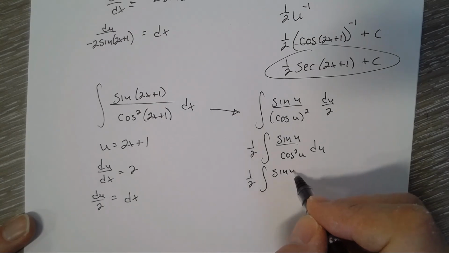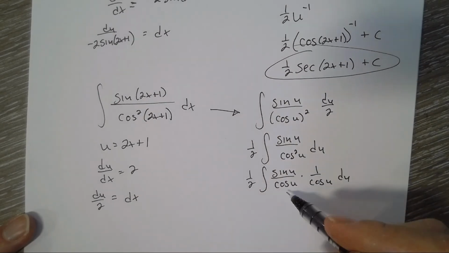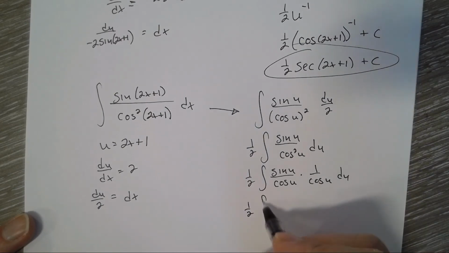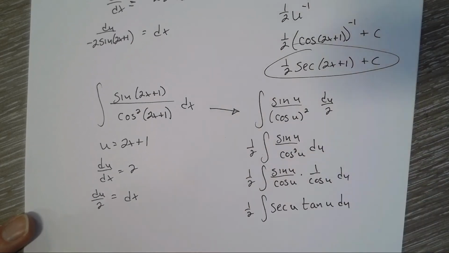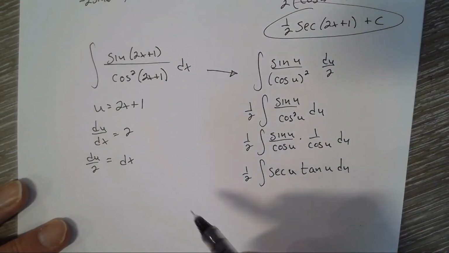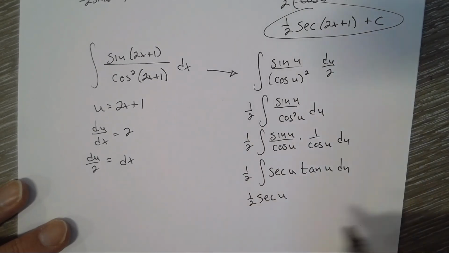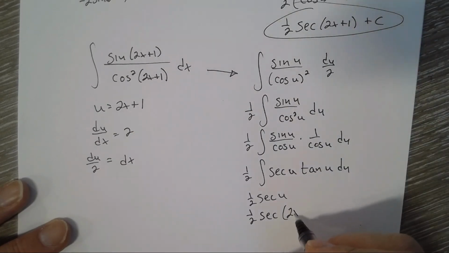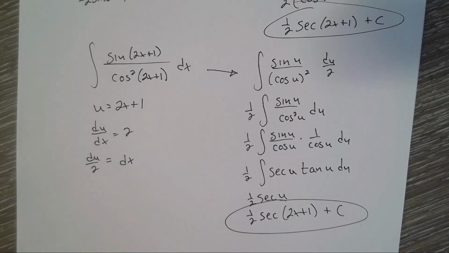In that form it's not obvious, but if you think of it as sine of u over cosine u times 1 over cosine u du, sine over cosine is tangent, and 1 over cosine is secant. So I'm going to put secant first here: secant u tangent u du. And you may know that the antiderivative of secant tangent is just secant. So it's 1/2 secant u, so it's 1/2 secant of 2x plus 1 plus c. So two answers that are the same using different choices of u.